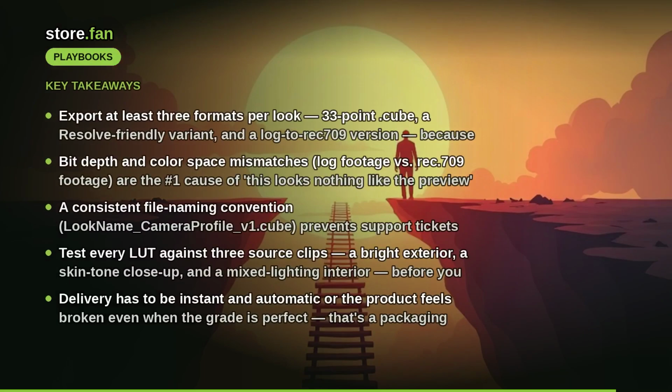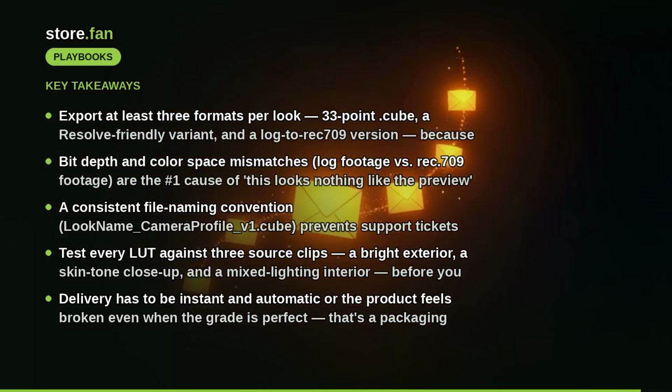Key takeaways. Export at least 3 formats per look. A 33-point .cube, a Resolve-friendly variant, and a Log to Rec.709 version. Because one LUT rarely means the same math in every app. Bit depth and color space mismatches, log footage versus Rec.709 footage, are the other main cause of "this looks nothing like the preview" complaints. Not a bad grade.